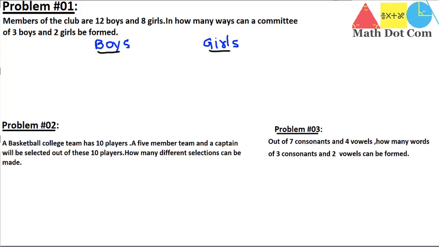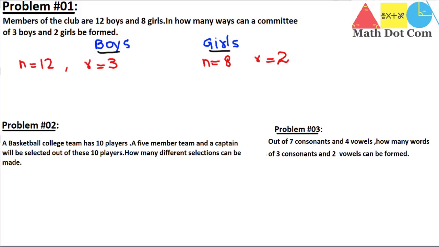So it means we have total boys n equals 12, and in the committee we need 3 boys out of 12, so r equals 3. Similarly for girls, we have a total of 8 girls, so n equals 8, and we have to choose 2 girls to form a committee, so r equals 2. So we have to form a committee of 3 boys and 2 girls out of 12 boys and 8 girls. For that purpose, how can we write it?